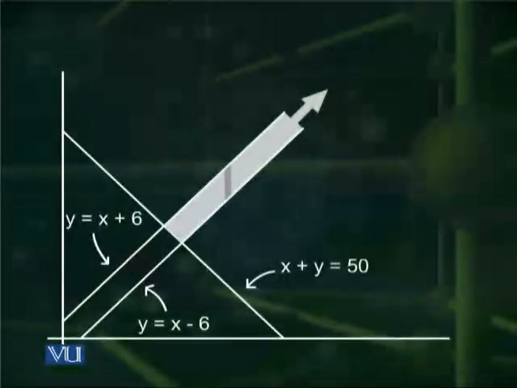One is a triangle, which is bounded by a vertical line on the right, the equation y plus x equals 50 from below, and the equation y equals x plus 6 from the top. So this triangle is the first integral, and the remaining part of this region is the second integral.